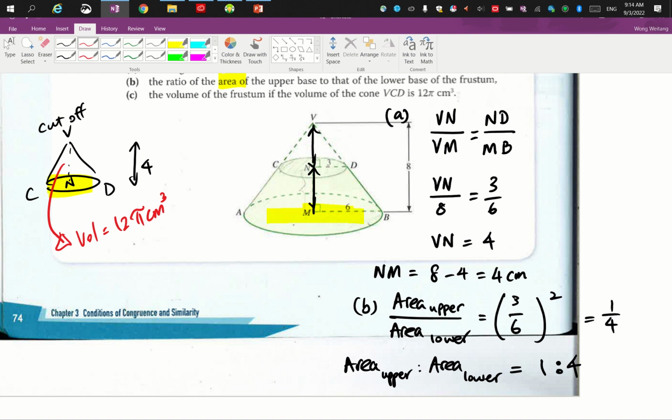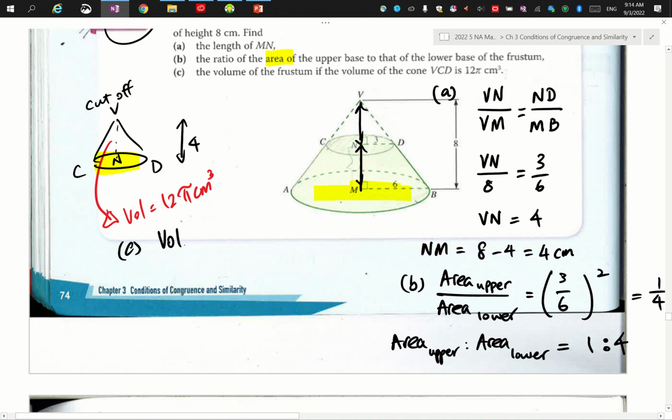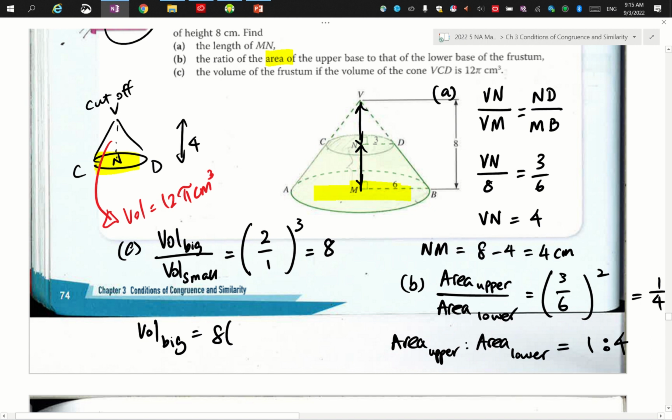So in part C, write down volume. We want to find the original first. So volume of the big cone divided by volume of the small cone equals the cube of the ratio of the sides. So this time I have the big one on top, 2 over 1. You can put 6 over 3, you can put 8 over 4, same thing. So we end up with 8. So the volume of the big cone must be 8 times the small volume. The small volume is 12 pi. So we get 96 pi cubic centimeters.